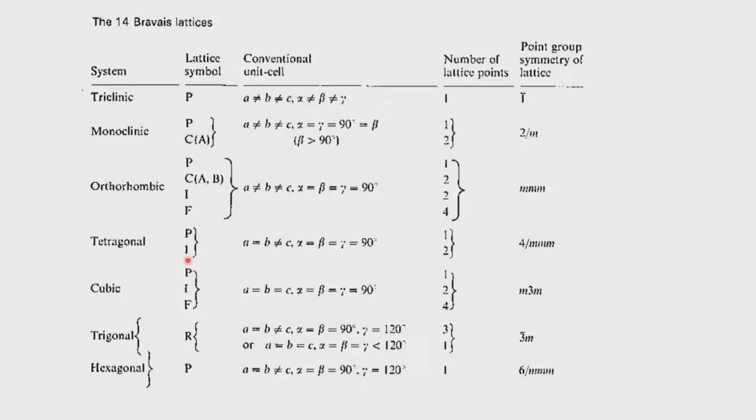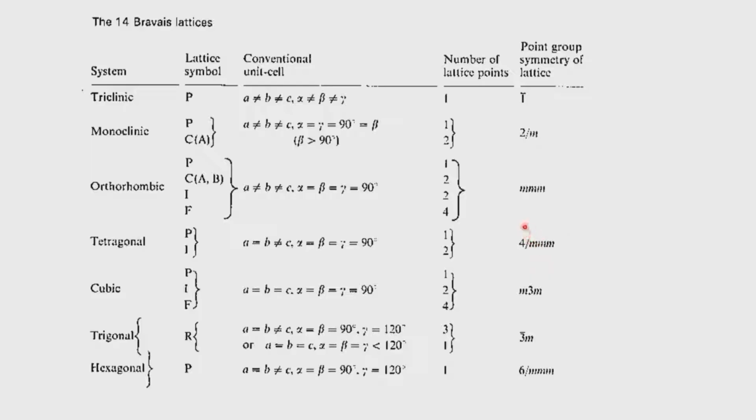Because of the fact that A equals B and not equal to C, we cannot have a face centered lattice, because the face centering will automatically move the A, B, C, because the translational periodicity is operational here, and therefore we get only a primitive and an I centered lattice in case of the tetragonal system. We do not get any other type of lattices, and this therefore gives us the number of lattice points 1 and 2, and the maximum symmetry that is associated with the tetragonal system is 4 by m, 2 by m, 2 by m, which is simplified and written as 4 by m, m, m.